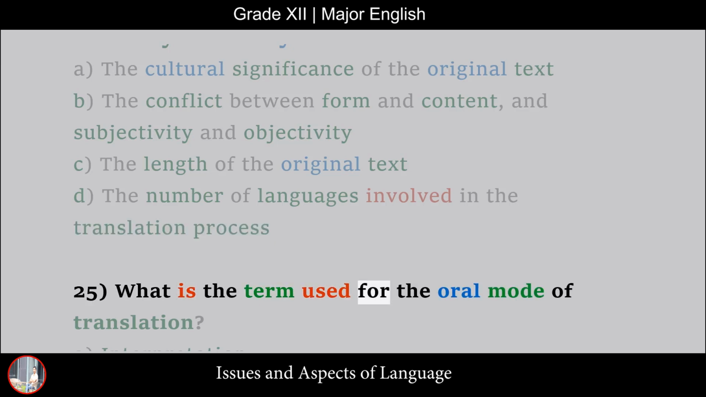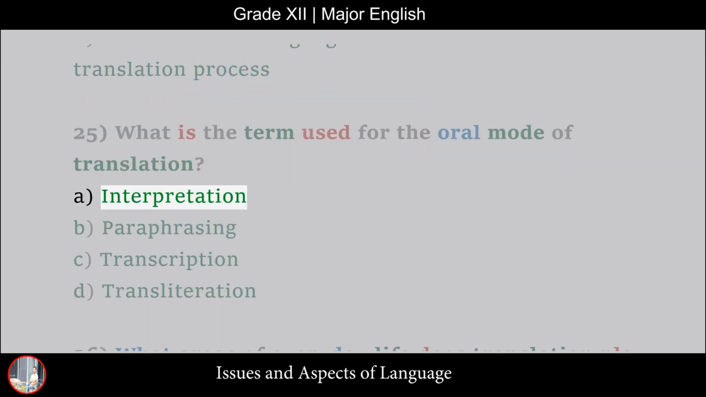25. What is the term used for the oral mode of translation? A. Interpretation. B. Paraphrasing. C. Transcription. D. Transliteration.